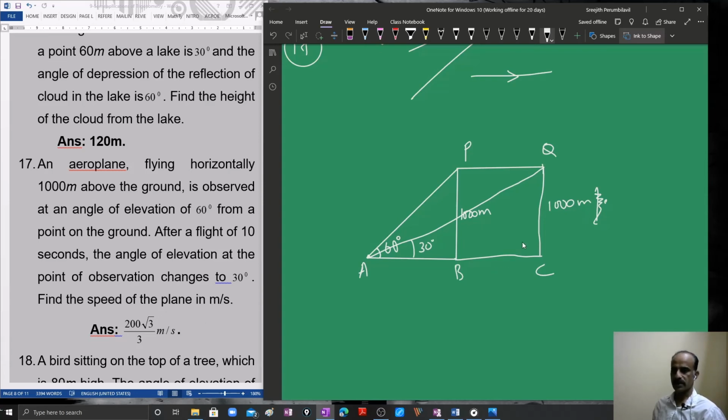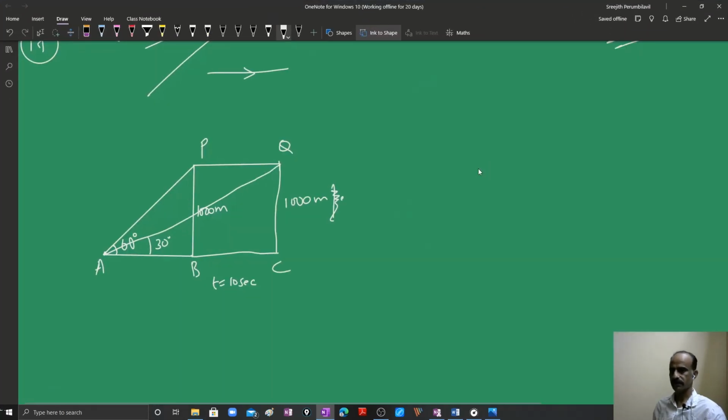So you have to find the speed of the plane, and the time taken is 10 seconds. Speed is what is asked. Speed from where? From P to Q. So basically we have the distance.